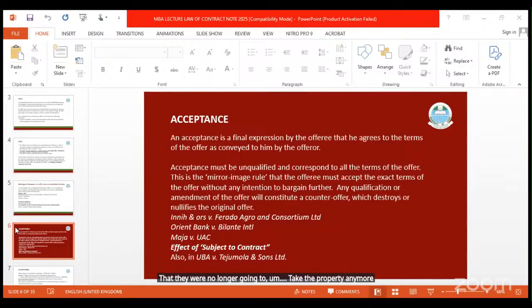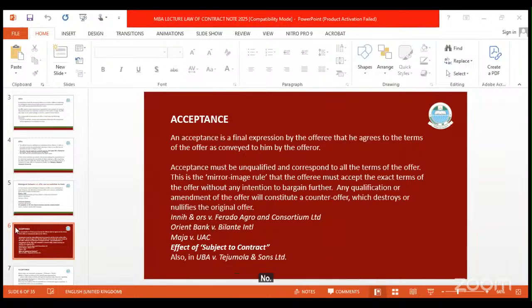So I think Tejimola sued for, I think, leading them on, and also for breach of contract, something like that. Whereas in the real sense, I don't think there was a signed contract, but UBA just had an intention to enter into the contract. I think the court ruled in favor, if I'm not mistaken, of UBA.